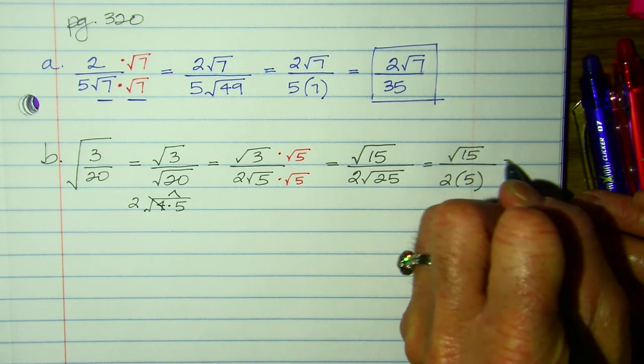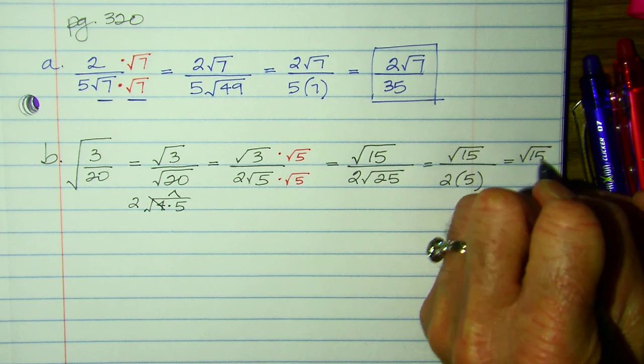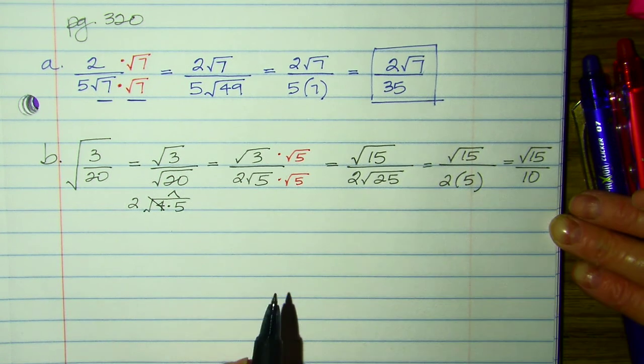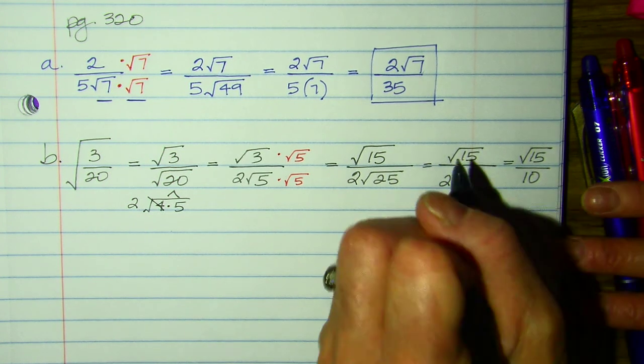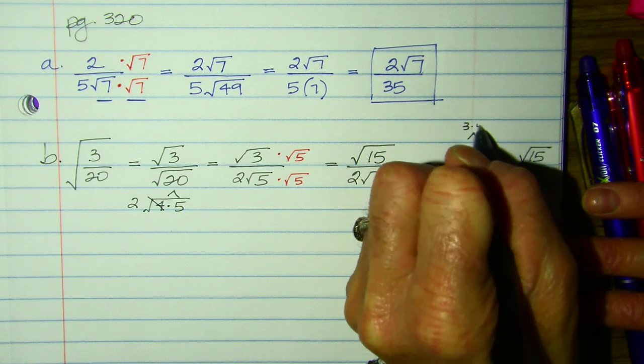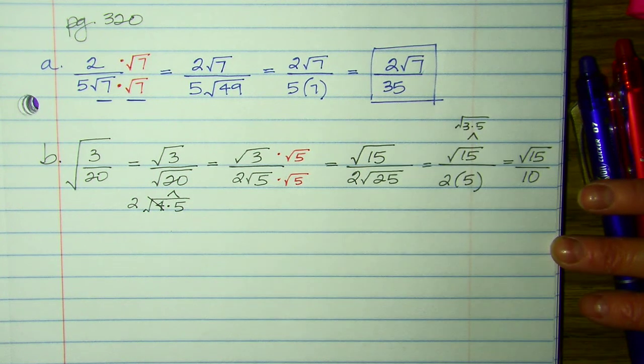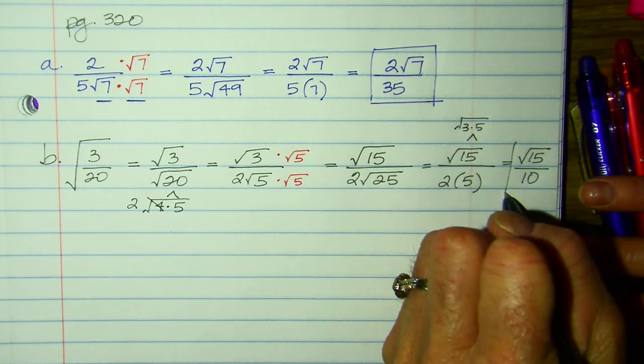So my final answer is the square root of 15 over 10. I cannot reduce these because root 15 has a root symbol and this one doesn't, so leave it. I also can't break up 15. 15 is 3 times 5, and those don't have a square root. So this is my final answer.